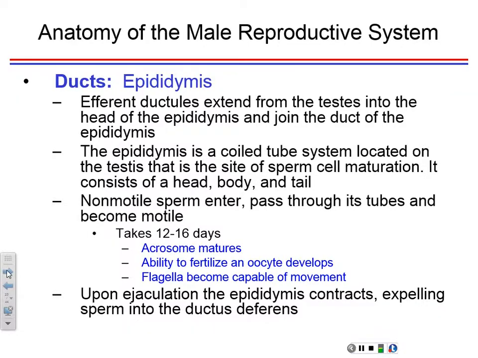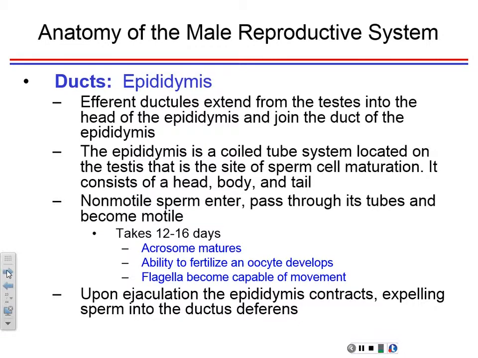Okay, so now we're going to talk about all these ducts. Like the epididymis. I want you to know the function of it. So it's immediately on top of the testes, right? Those efferent ductules are leading to the epididymis. And this is where the sperm cells mature. I just want you to know its basic structure. It's got the head, the body, and the tail, right? And the sperm cells take at least 2 weeks, 12 to 16 days, to mature.